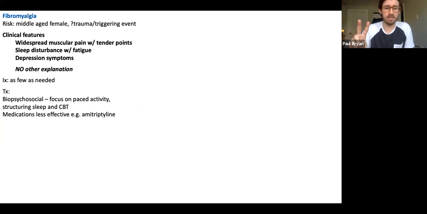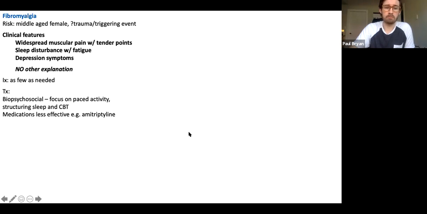They have a sleep disturbance that causes fatigue. It might be trouble sleeping, or it might just be that they sleep and it's non-restorative. And then they have lots of psych or mood symptoms, so depression symptoms. Just think of MCV caps. They'll have lots of them. And there's no other explanation, right? So there's a bit of a workup, as few as is needed, to make you confident that there's not some other explanation that hasn't been investigated.